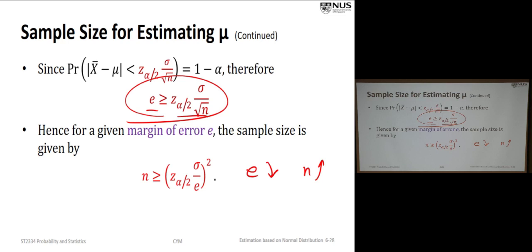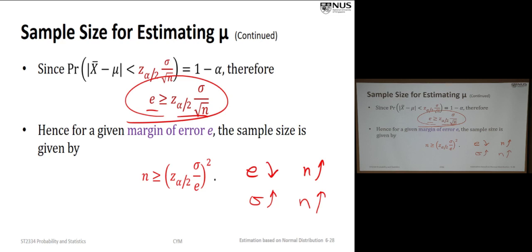Secondly, if sigma is big, then what can we say about n? Also big. What does that mean? It means that if your underlying population has a variance which is big, that means it varies a lot. So in order to achieve the same confidence, you need a bigger sample size because it varies so much, right?